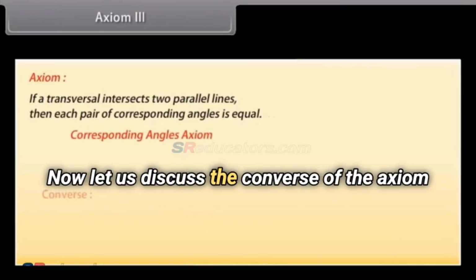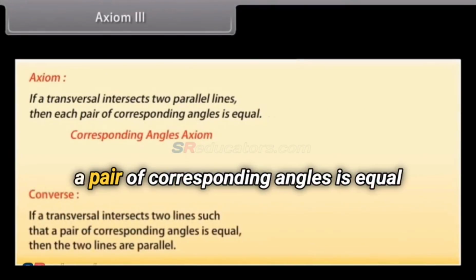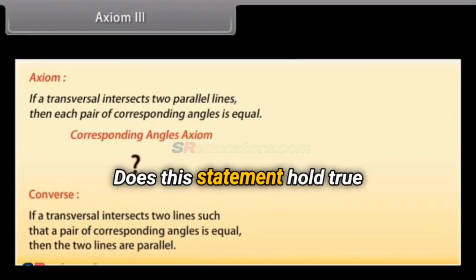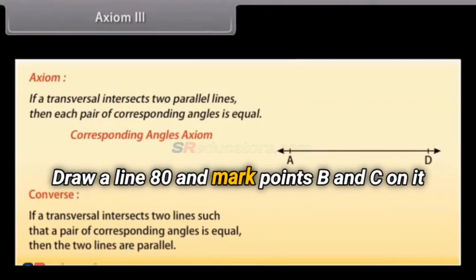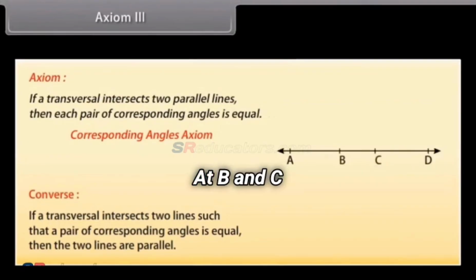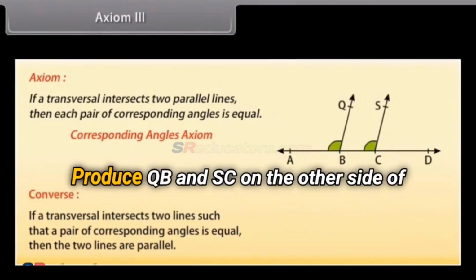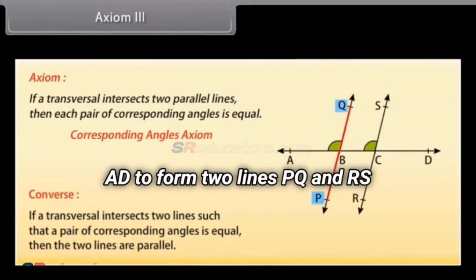Now let us discuss the converse of the axiom. If a transversal intersects two lines such that a pair of corresponding angles is equal, then the two lines are parallel. Does this statement hold true? Let us verify it. Draw a line AD and mark points B and C on it. At B and C, construct angle ABQ and angle BCS equal to each other. Produce QB and SC on the other side of AD to form two lines PQ and RS.